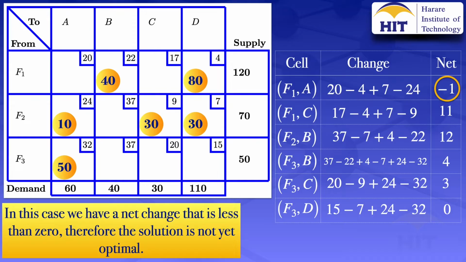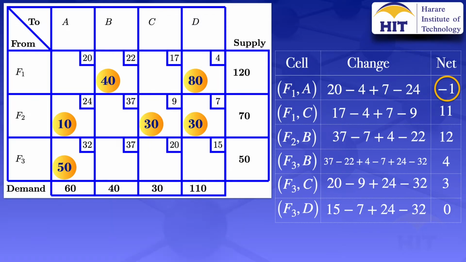So in this case, we try to see how much we can allocate in that cell F1A, the one with the negative net change. And to see how much we can allocate, we should go back to the closed path that we used when we were calculating these net changes. If you still recall, the closed path that we had there is those plus minus there. That was the closed path. So looking at this closed path, we look at the cells where we had the negatives.